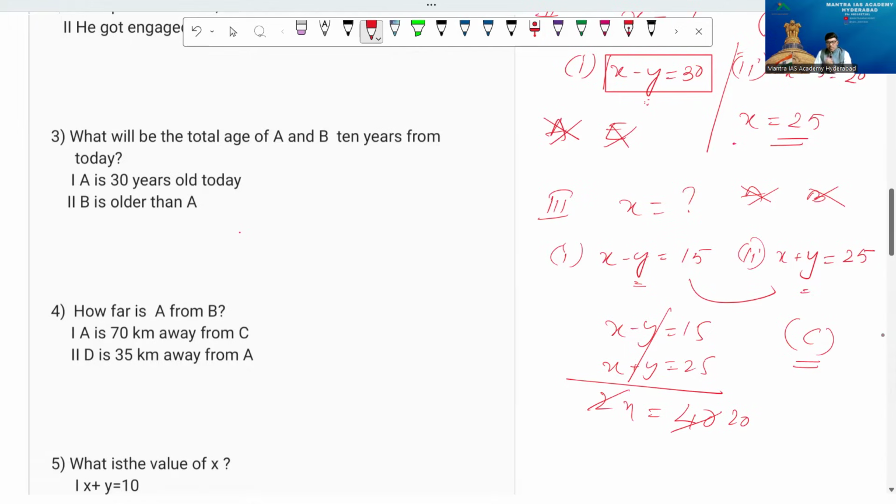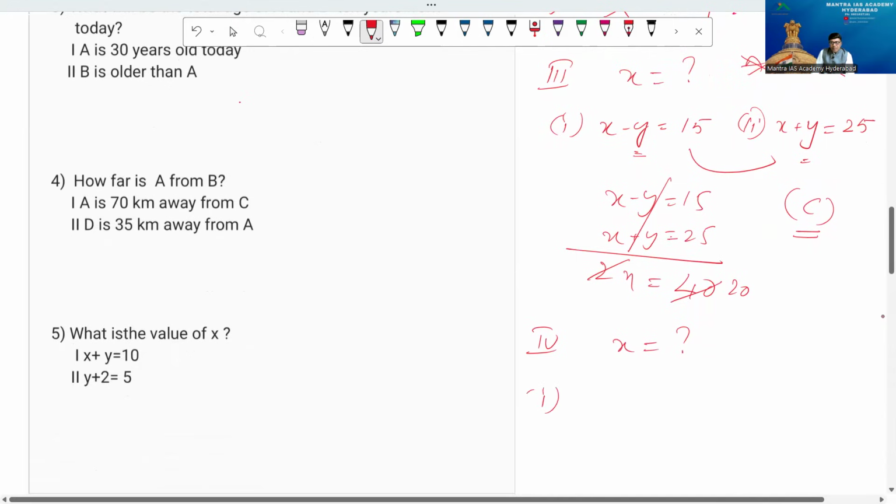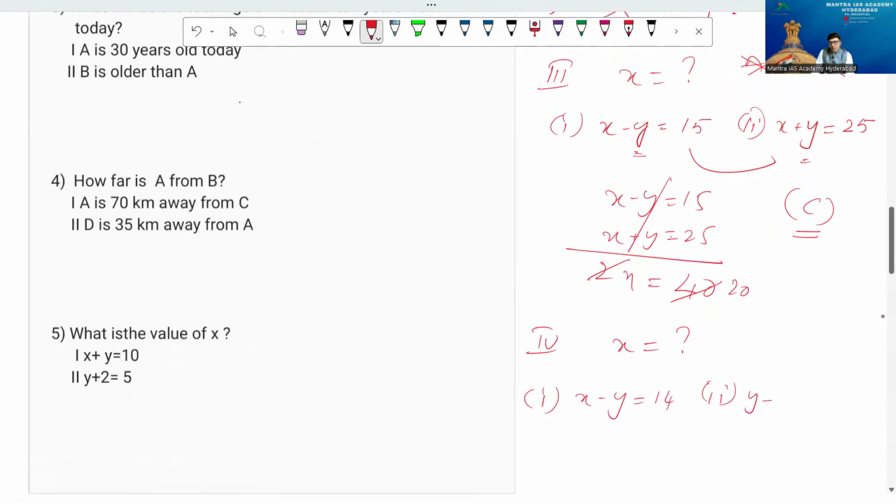So the three models I've covered. Then go to the fourth question and fourth model. The question is the same: what is the value of x here? The first statement is x minus y is equal to 14. The second statement is y plus z minus r is equal to 60. Observe the point. My question is, what's the value of x? In the first statement, x minus y is equal to 14. Is it possible to tell the value of x? No, because the extra variable y is there. So our answer is not A.